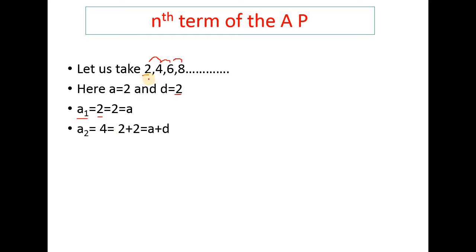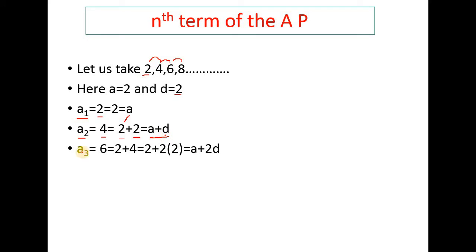Now the second term is A2. A2 is 4. We can write 4 as 2 plus 2. What is 2? 2 is nothing but the first term, and the difference is 2, because we have added the difference. So 4 can be written as the first term 2 plus the difference 2. So it becomes A plus D. Therefore the second term A2 is equal to A plus D.